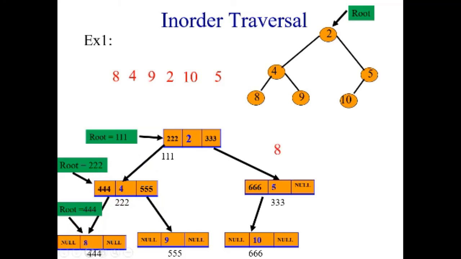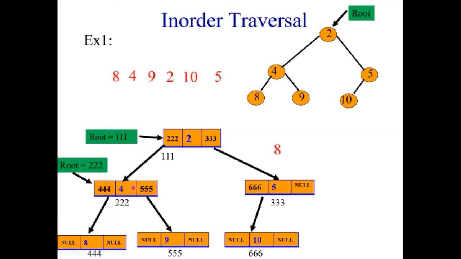That is 8. Display. Now we are supposed to visit the right subtree by calling the second recursion, but it is null. It won't. It will terminate and resume back for node 4's execution. For node 4, the left subtree is over. Now root comes to address 222, that is node number 4.